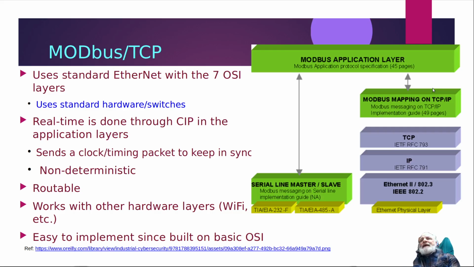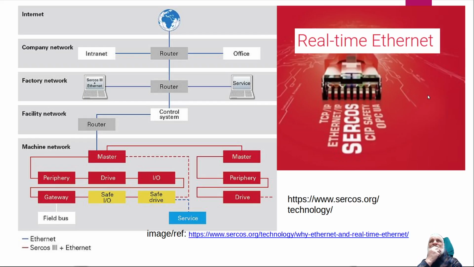Okay, so with Modbus, I mentioned Modbus earlier. Modbus originally started as a bus, using RS-485 type hardware. But they adapted and evolved that so that it can actually use Ethernet. It uses standard hardware and switches, and it's doing Ethernet/IP to handle the real-time piece. And then there's Sercos. As I mentioned before, originally Sercos was fiber optic, but it's been adapted or evolved so that it can actually use Ethernet style equipment.